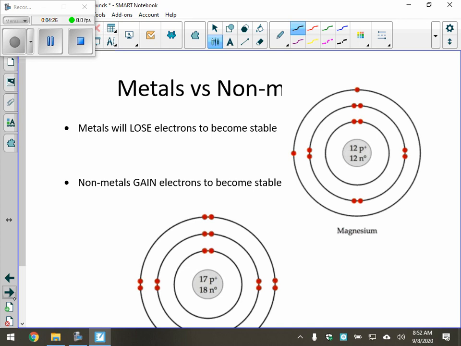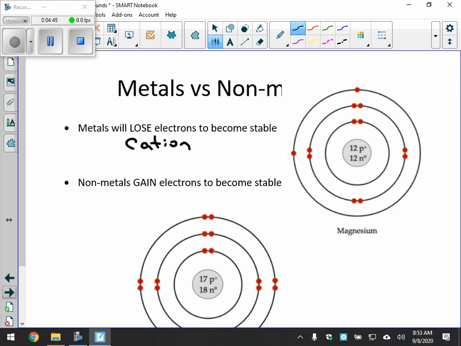Metals versus non-metals here. Metals will lose electrons to become stable. Do you guys have that somewhere? Yeah. And it's usually called a cation, yes? And I think you have that there. Just make sure you underline that.